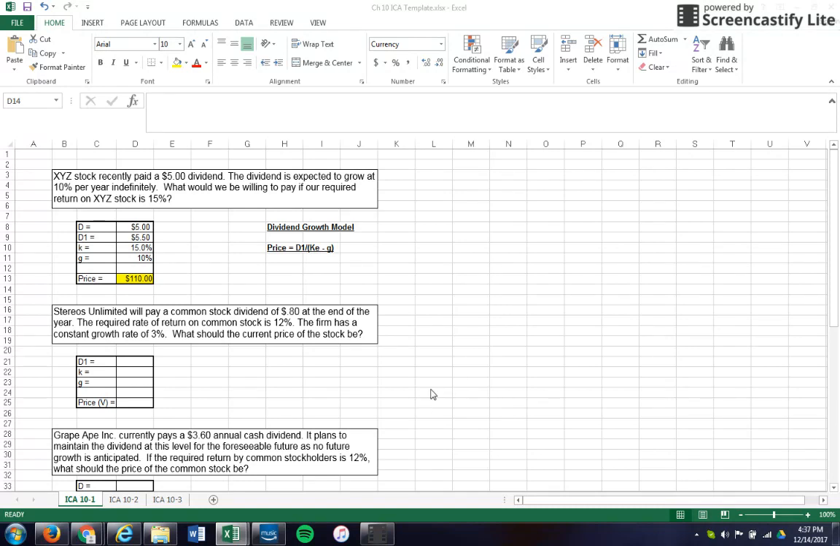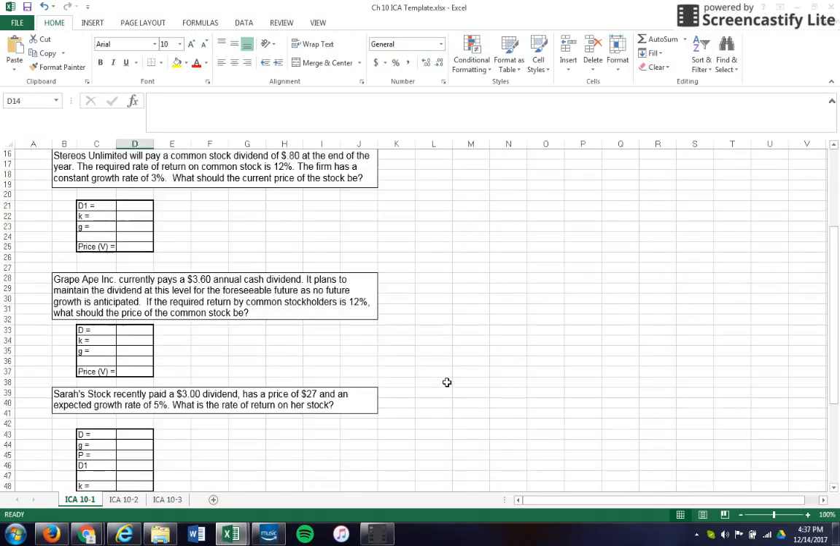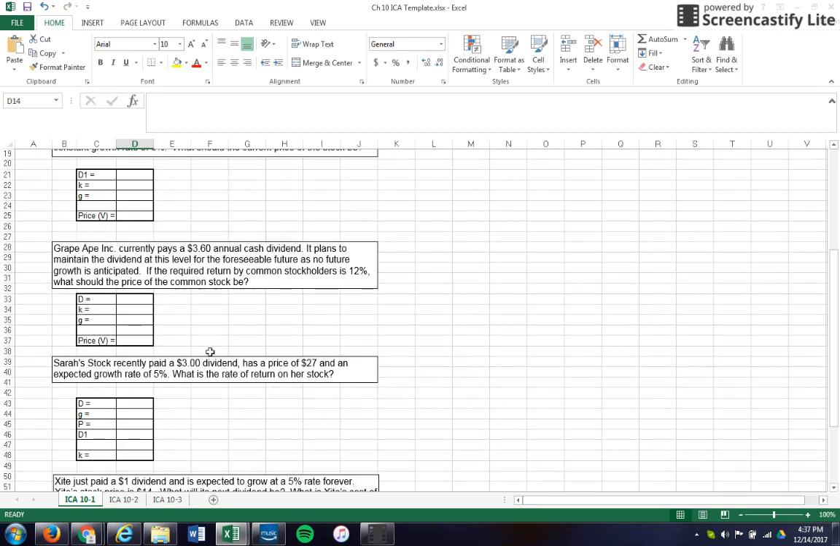Okay? All right, let's go down here and we're going to look at Grape Ape. Grape Ape currently pays a $3.60 annual cash dividend. It plans to maintain its dividend at this level for the foreseeable future as no future growth is anticipated. So that means my growth rate is 0. If the required return on common stockholders is 12%, what should the price of the stock be?